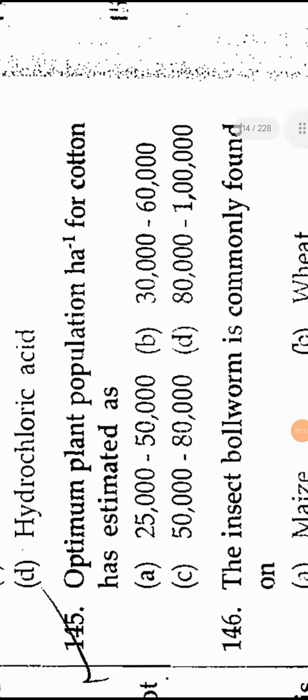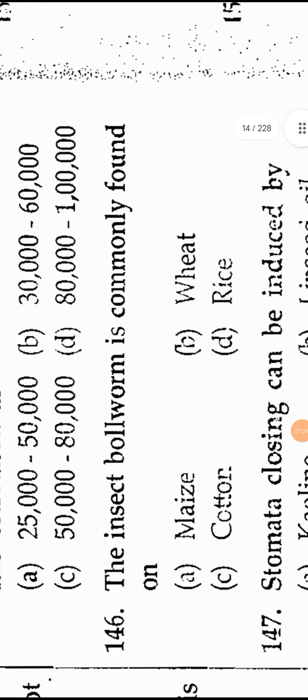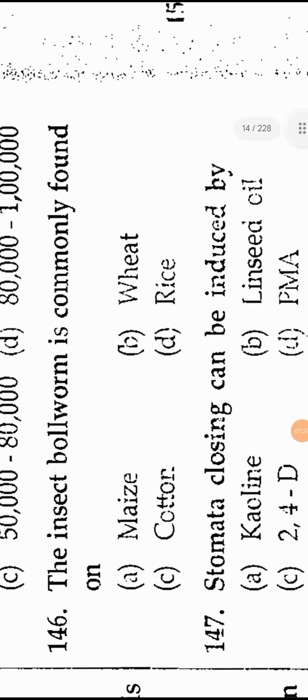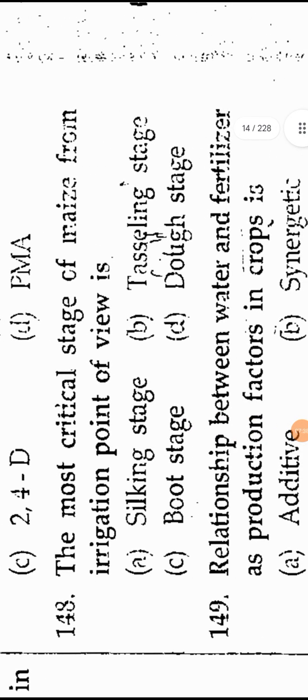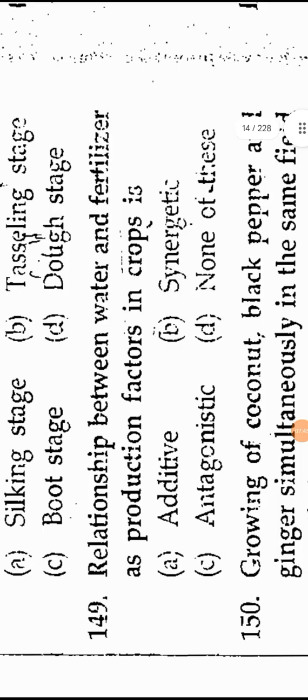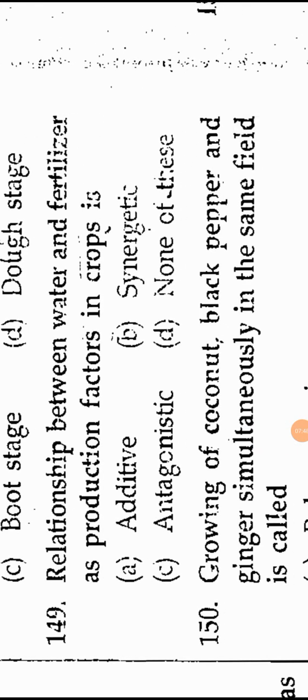The optimum plant population per hectare for cotton is estimated at 50,000 to 80,000. The insect bollworm is commonly found on cotton. Stomata closing can be induced by PMA. The most critical stage of maize from the irrigation point of view is the tasseling stage. The relationship between water and fertilizer as production factors in crops is synergetic.